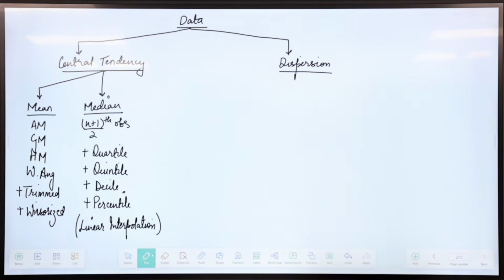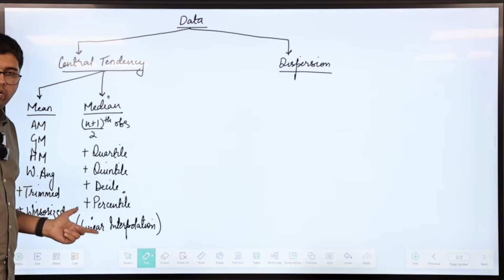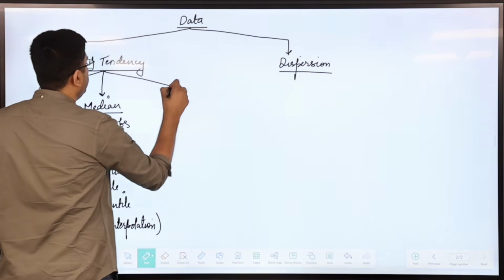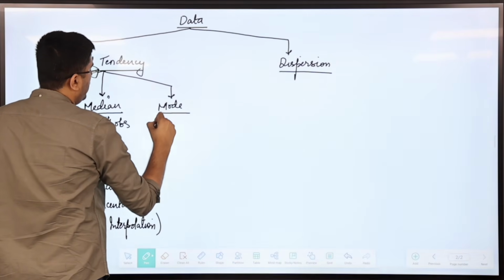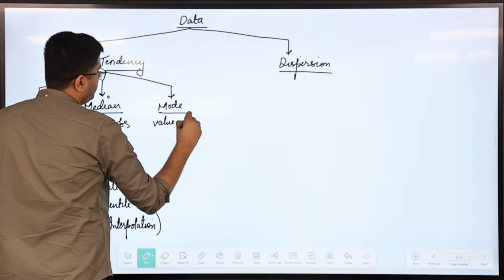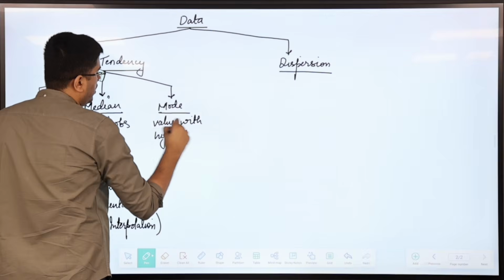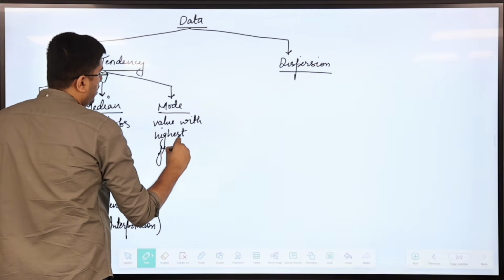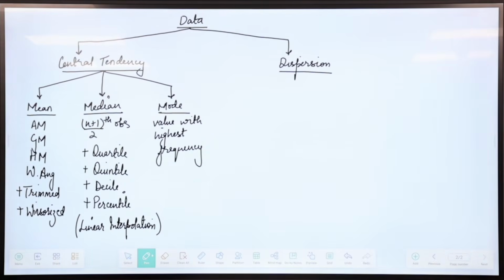Matrix pricing also uses the concept of linear interpolation, where if rates are given at two different maturities, you find out your required rate in matrix pricing using this approach. So this is a mathematical technique for calculation. And the third is mode, which is value with highest frequency. The value which is repeating most often.